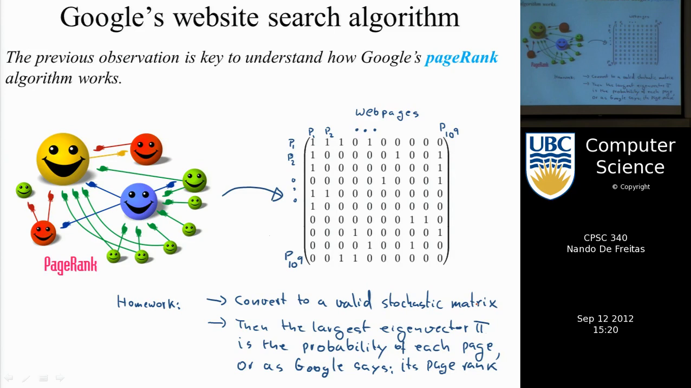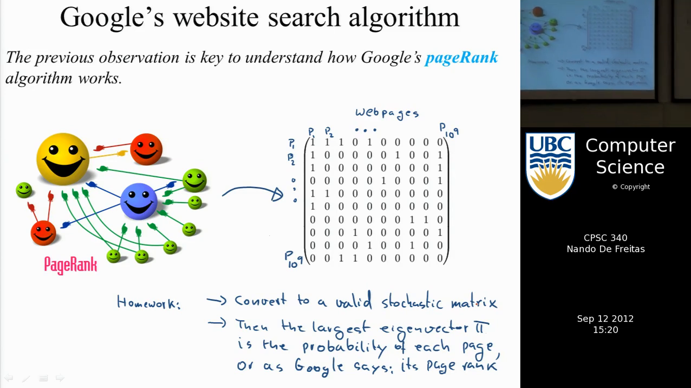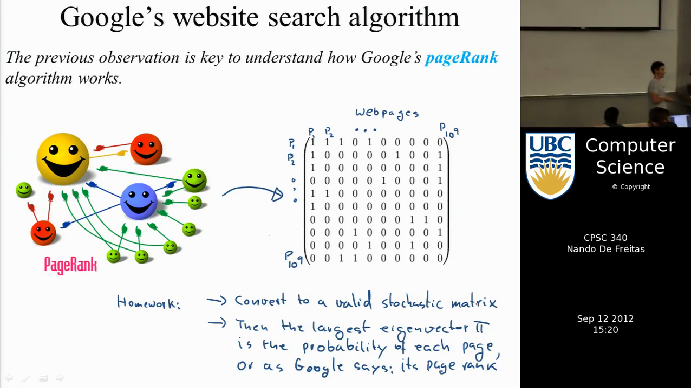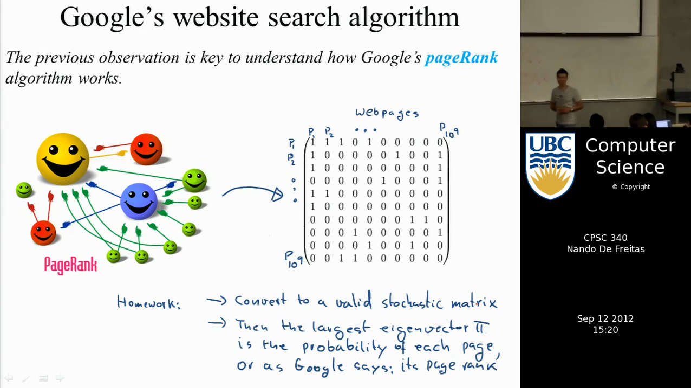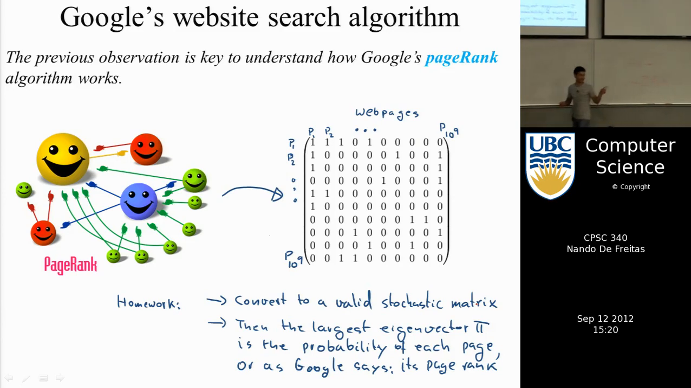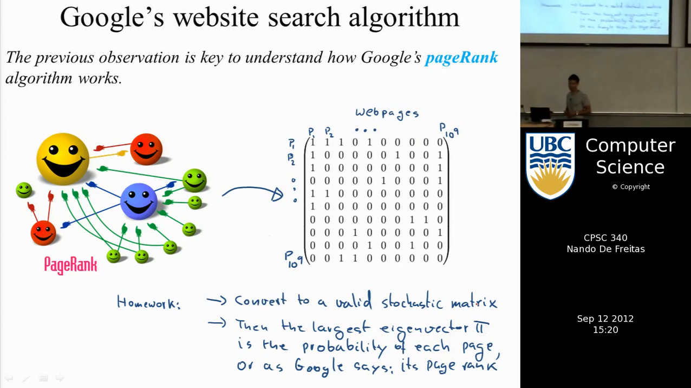Is there any conceptual significance of the eigenvectors, the states, where the eigenvalue isn't one? Are they special in any way? Yes, they are. I'll say something about it. Let me finish the Google example, and I'll come to that question.